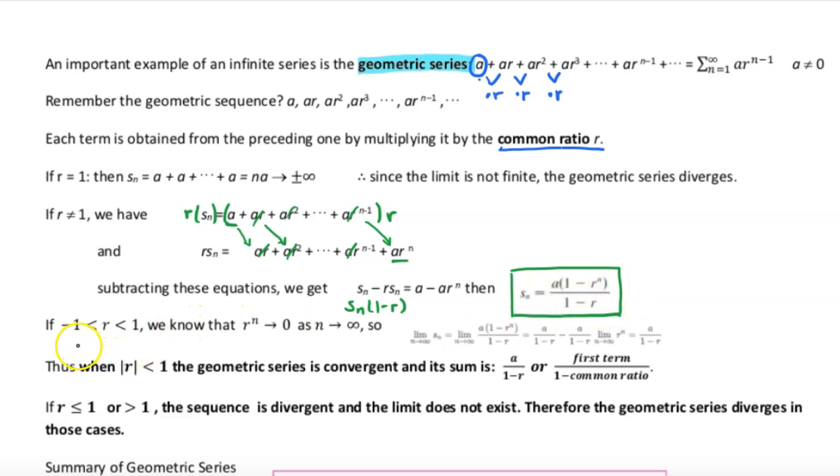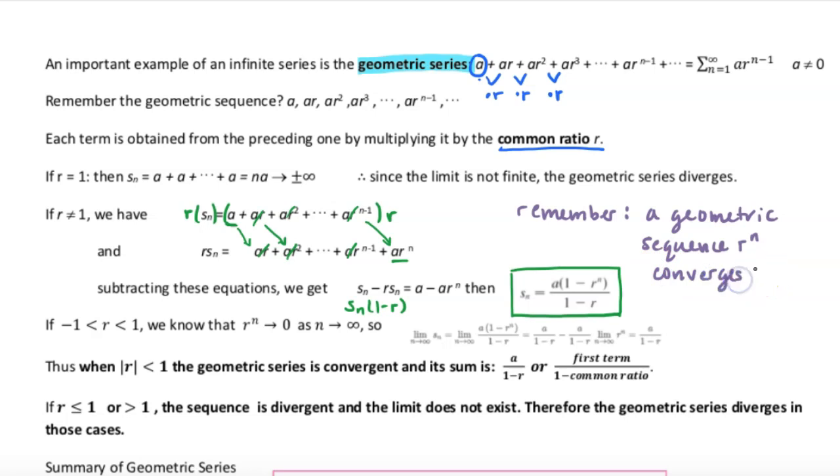And so if I go back to the sequence version of this, I know that if I'm looking at all of the items in this geometric sequence, remember, that we said a geometric sequence in the form r to some n converges when the absolute value of r is less than 1.